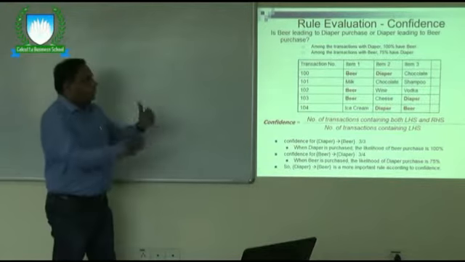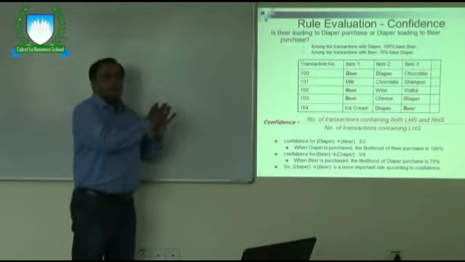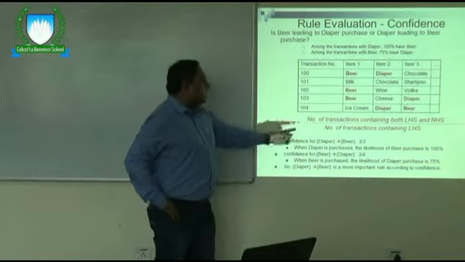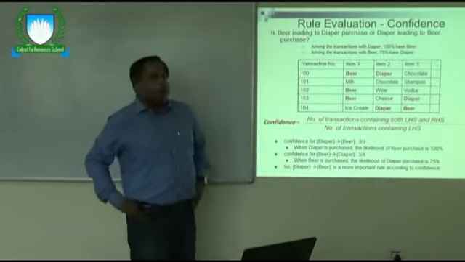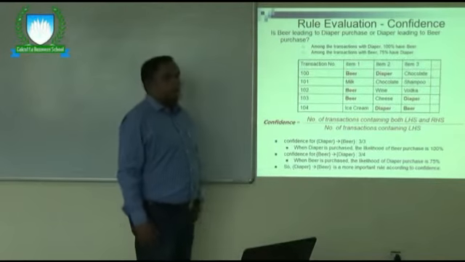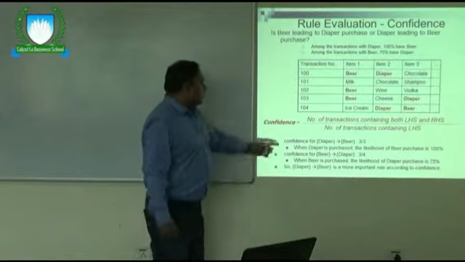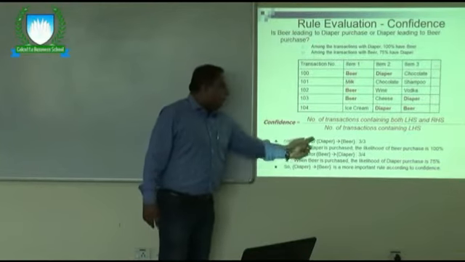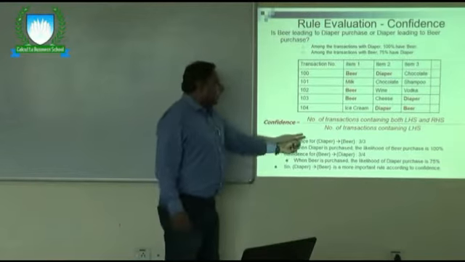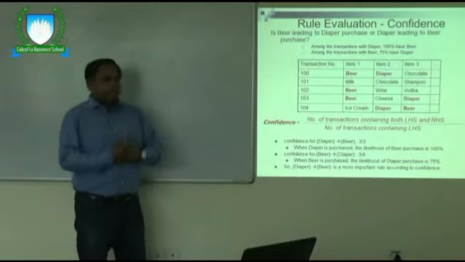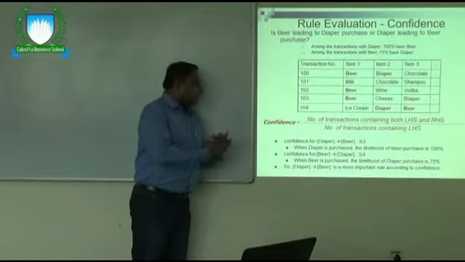So we want to get a deeper insight into this fact and develop a measure called confidence. What is that? The number of transactions containing both LHS and RHS divided by the number of transactions containing only the LHS. So if we go by this definition, the confidence of the rule diaper to beer is 3 by 3, because in all the cases wherever there is diaper we have got beer, so 3 by 3.